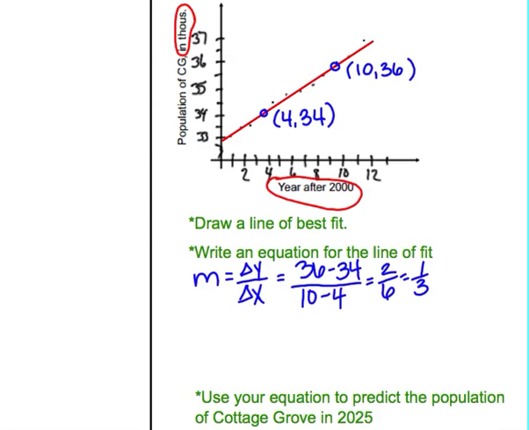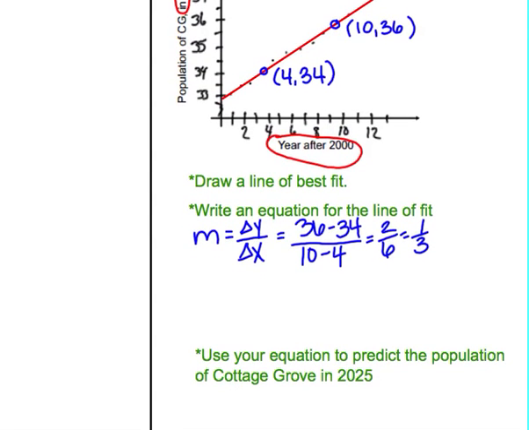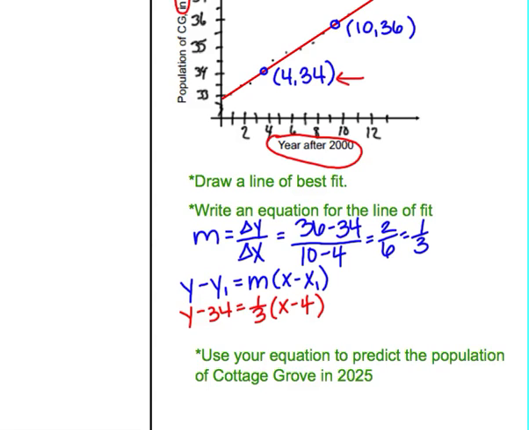Now, if you recall, we go ahead and use point slope form. Point slope form is y minus y1 equals m times x minus x1, where we fill in that y1 and that x1. So if I go ahead and do that, I'm going to have y minus 34 is equal to 1/3 times x minus 4. And remember, if I had chosen to, I could have used the ordered pair 10, 36, but I chose to use this one because it has smaller values, which is probably going to make my life a little bit easier.